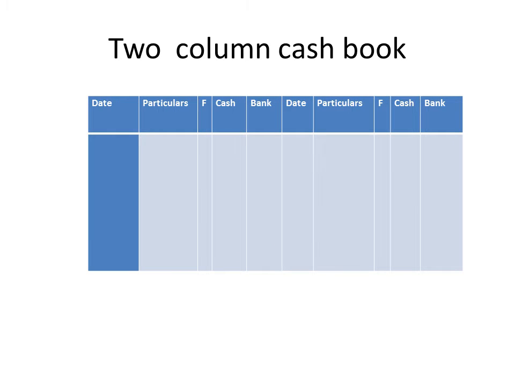This is called two column cash book because it has two columns. It has a column to recognize cash transactions and also bank transactions, meaning transactions that were carried out through the use of our normal cash and transactions that were carried out using the check can be recorded in the two column cash book, unlike the single column cash book that recognizes only one type of transaction.